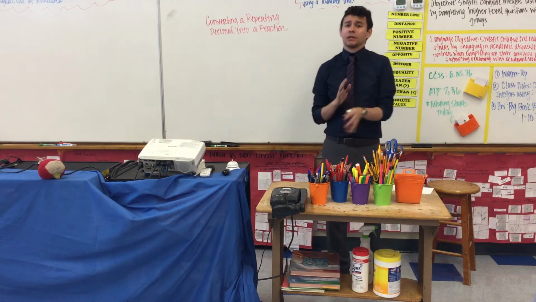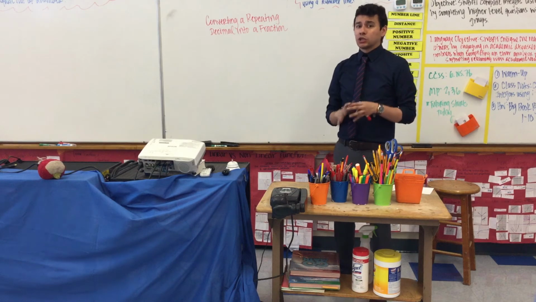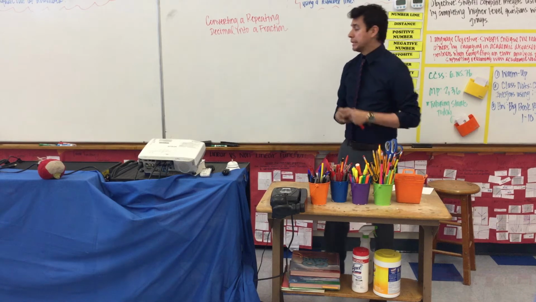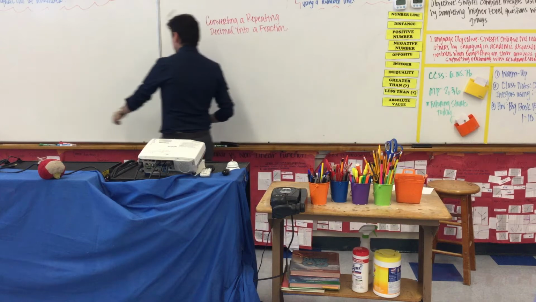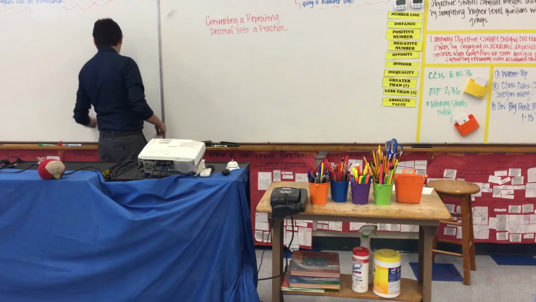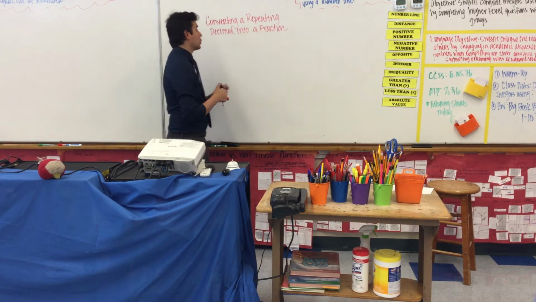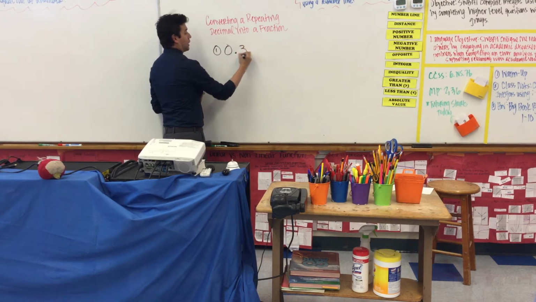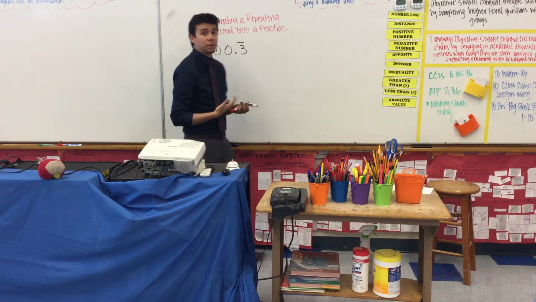Now repeating decimals are a little bit different, okay? They could get tricky, but I'm going to show you a trick that would always work when we're dealing with repeating decimals. So let's copy this down if you were absent on your notebook. So number one, we have 0.3 repeating. So this is a repeating decimal.